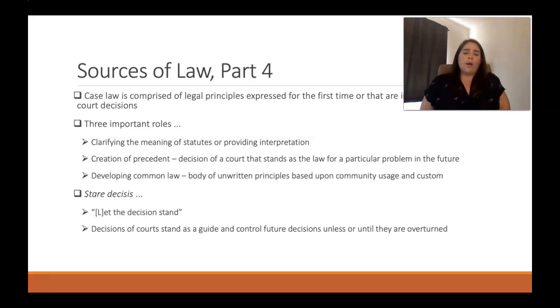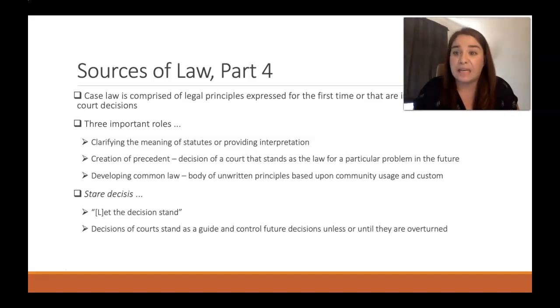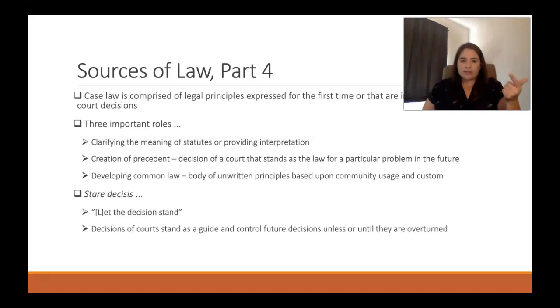So what case law does is it clarifies what statutes mean, because trust me, if you read, I don't know, section 290 of the Penal Code, your eyes would start to cross. I know mine do every time I try. Because it's super complicated and really poorly written, because not every legislator was a lawyer. So case law really provides us with clarifications for meaning and provides interpretation. It also creates this concept of precedence and common law.